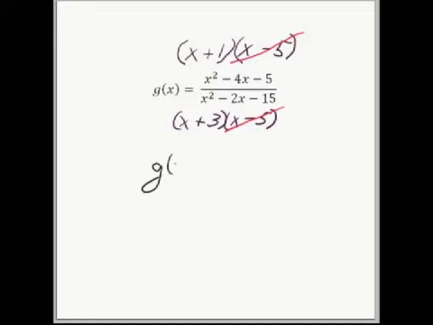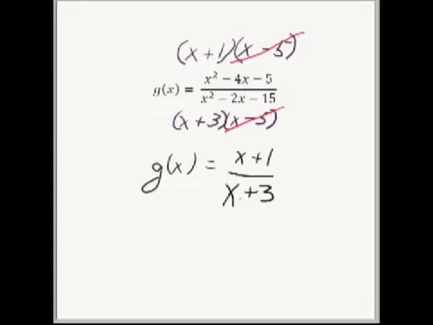Now, 5 will work in this simplified expression, but you have to remember, this isn't the original given equation. The graph is going to look and act like x plus 1 over x plus 3, but the original function is still going to have a hole in the graph. Therefore, we say that g of x has a removable discontinuity at x equals 5.